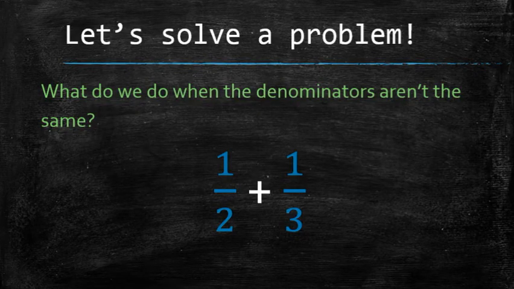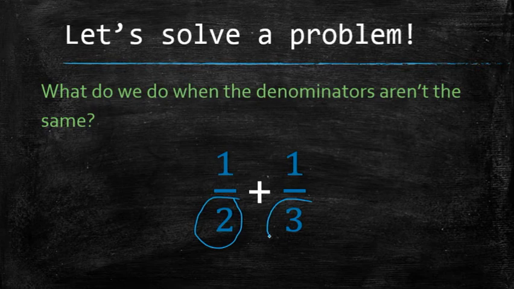So let's look here. If we have a problem that the denominator is not the same. Look at our denominators here. 2 does not equal 3. They are not equivalent here. These fractions are not equal at all, even though they have 1s in their numerator, and the denominators are different, so we cannot add these in the form that it's in right now.